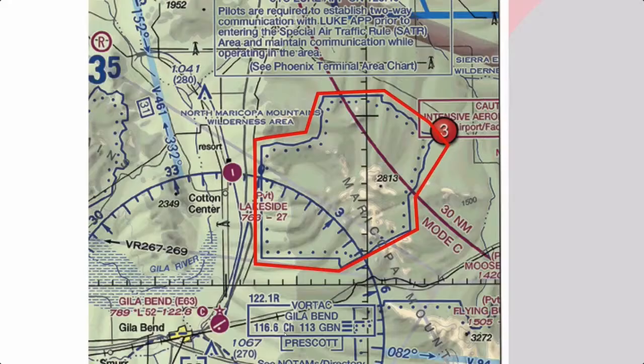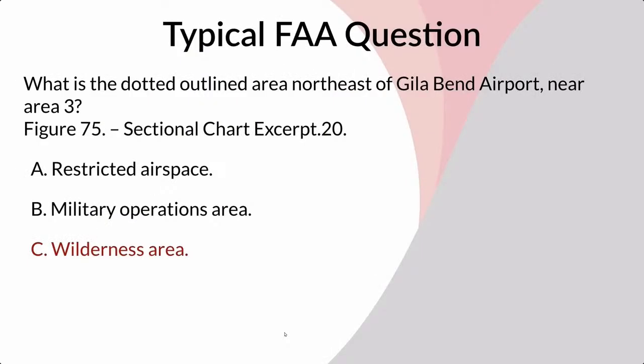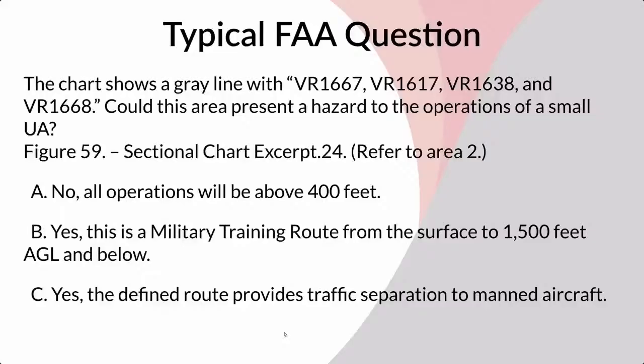Now, if you remember, that was at the end of the presentation. That was a wildlife area, a wilderness area. The chart shows a gray line with VR 1667, VR 1617, and so on and so forth. Could this area present a hazard to the operation of a small UA?